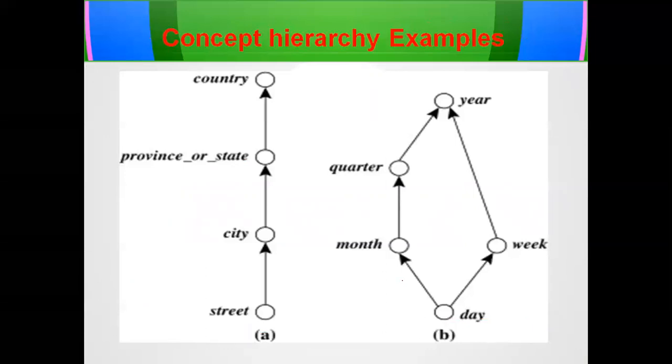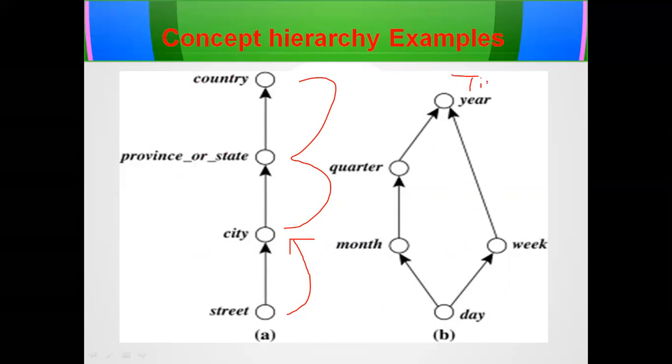This slide shows the order of the concept hierarchy, and one concept can have multiple concept hierarchies. We will see that with one example. Street can be mapped to city, city can be mapped to state, and state can be mapped to the country. This is the order of the concept hierarchy for the location dimension, and this is an example for the time dimension.